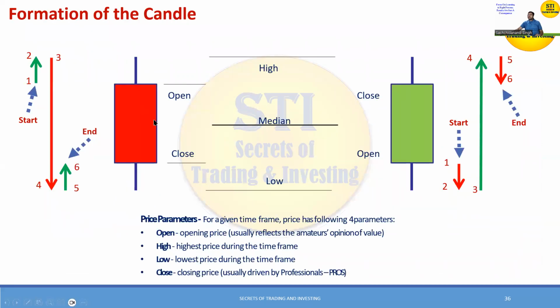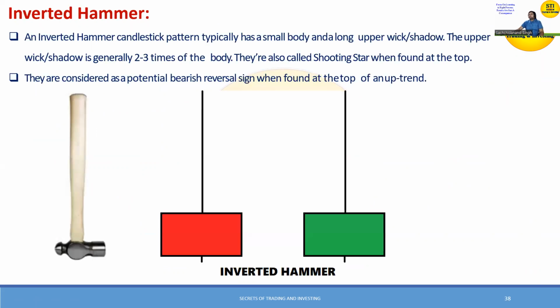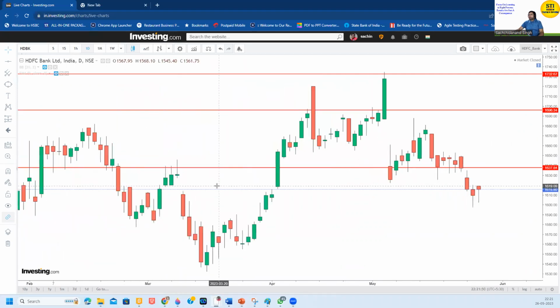So this is the formation of the candle which we have already discussed yesterday, so I'm skipping that part. Just have the five different types of bearish candlestick patterns, as we discussed about the bullish ones. So bearish one, again, I'm not going to discuss. It is simply like the bullish candle.